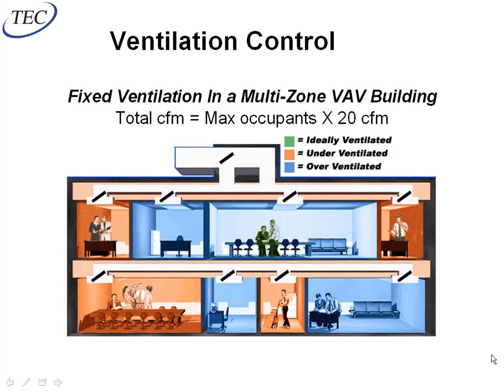But chances are we might be bringing in the code required outside air at the air handler, but we have no idea if that air is actually getting to the correct space or not. And in most cases, some zones are getting too much and some zones are getting too little because we don't know if anybody's in that room at the given moment. Basically, we're not controlling it at all.